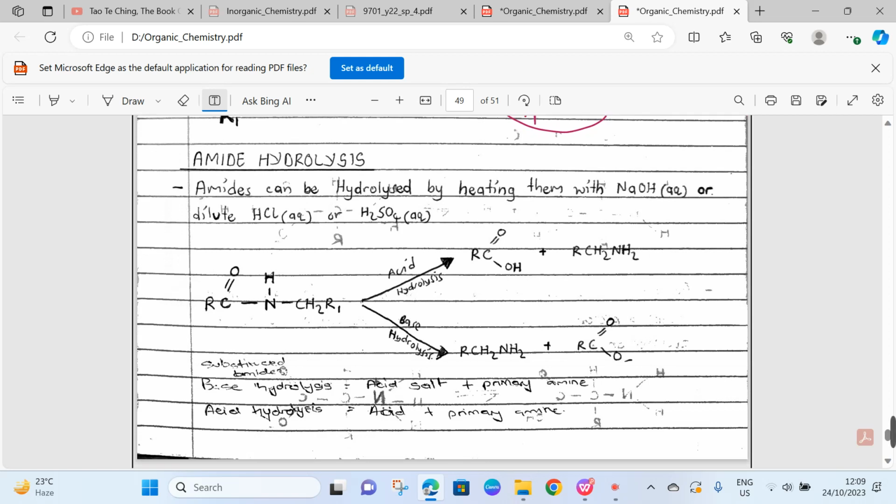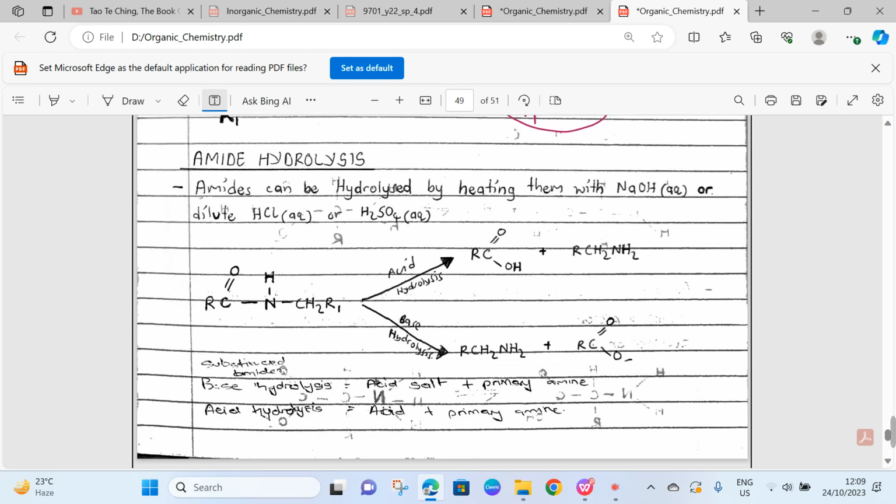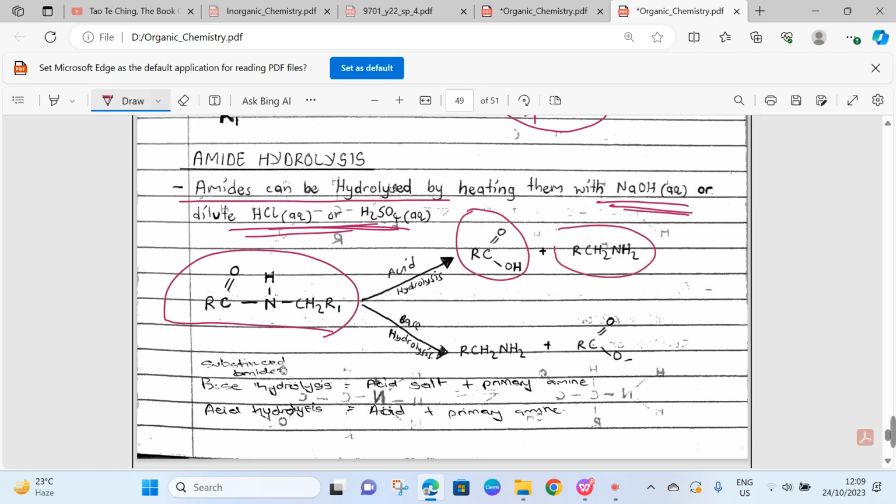Now let us talk about amide hydrolysis. Amides can be hydrolyzed by heating them with aqueous sodium hydroxide or dilute acid. Here's our amide. By adding in acid, you produce your carboxylic acid and your ethylamine. By heating your amide with a base hydrolysis, you produce your amine plus your carboxylate salt. So take a piece of paper and write some of the formulas here that help you summarize what has been happening there.